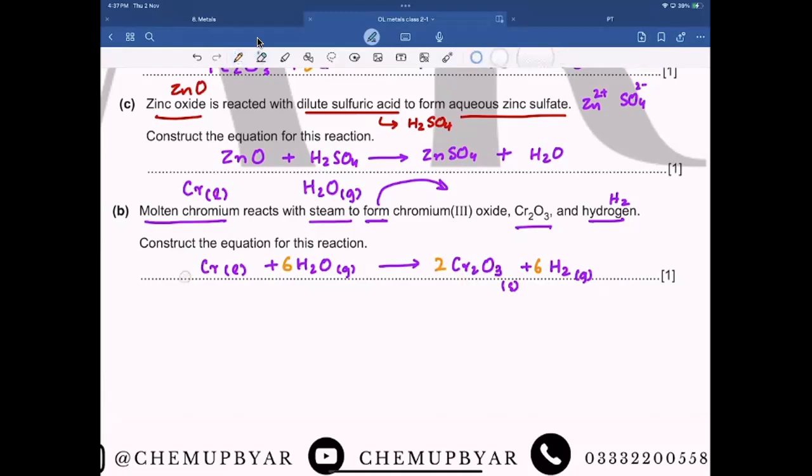Okay, but there is another way. This is not wrong, this is correct as well. But see, how many chromium are over here on the right side? 2. So I will put 2 over here. How many oxygens over here? 3 over here. That makes these hydrogen 6. So I will put a 3 over here. Right? Yes. That equation is also correct, but that is the simplest form of the balanced equation.